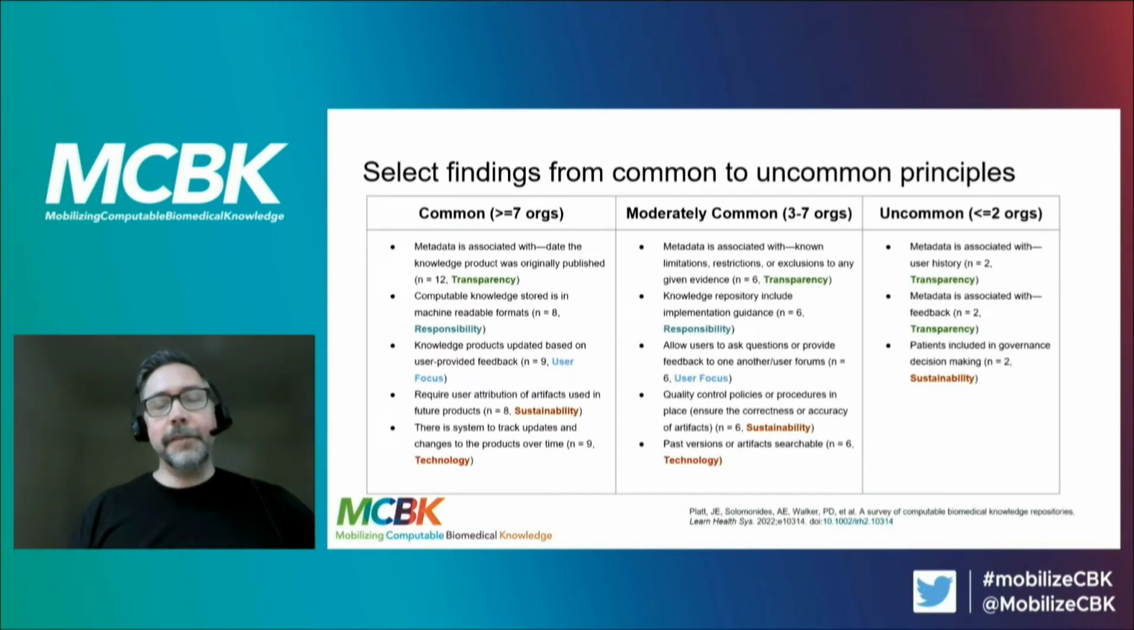We organized the findings into categories of common to uncommon principles, such as that repositories commonly conveyed transparency through the publication of date metadata, or for the responsibility principle, 8 of 13 repositories stored CBK in machine-readable formats, thereby increasing the integrity of their knowledge holdings. Less commonly, organizations attributed metadata with user history or feedback, and few reportedly included patients in their governance decision-making.